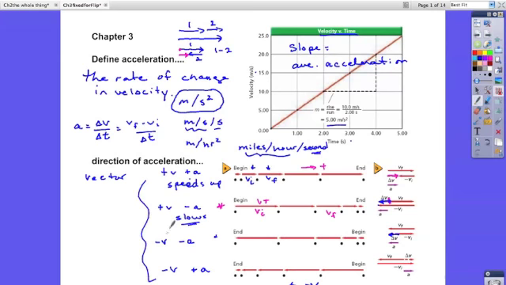So the moral of this story is, you don't speed up when you have a positive acceleration necessarily. You don't slow down when you have a negative acceleration necessarily. You speed up when the velocity and the acceleration are in the same direction, both positive or both negative. And you slow down when the velocity and the acceleration are in opposite directions. Positive velocity, negative acceleration, negative velocity, positive acceleration.